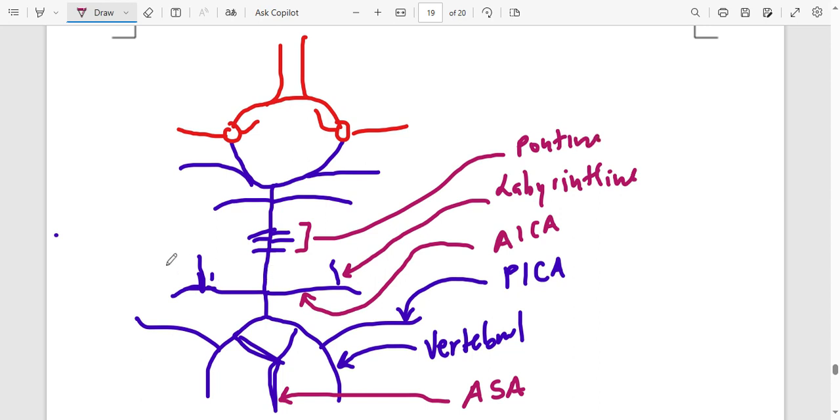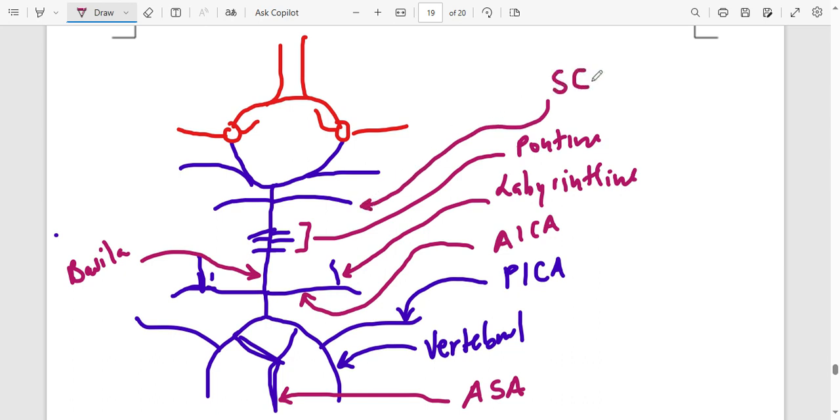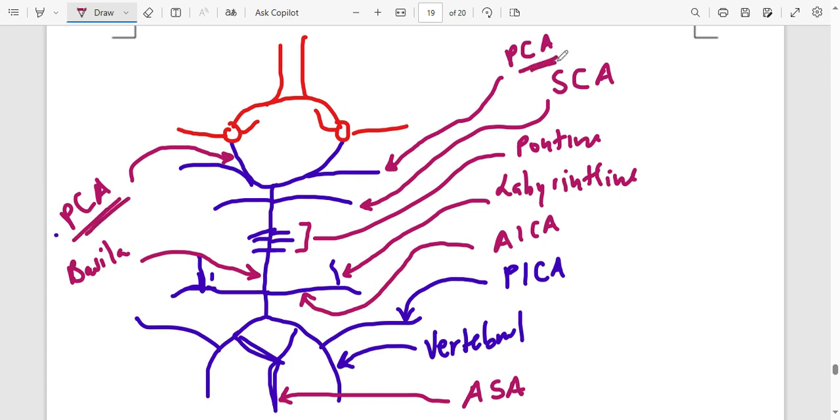And then this one here, the basilar artery. And then we can come to this one here, the superior cerebellar artery. And then this one here, the posterior cerebral artery. And then this one here, the posterior communicating artery. Please differentiate. This is posterior communicating, this is posterior cerebral.